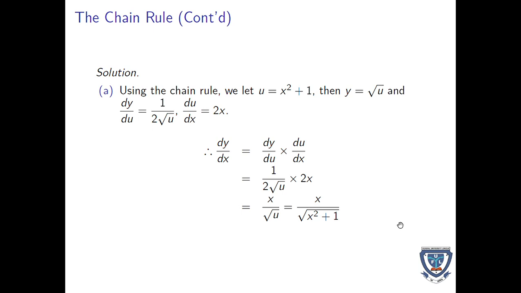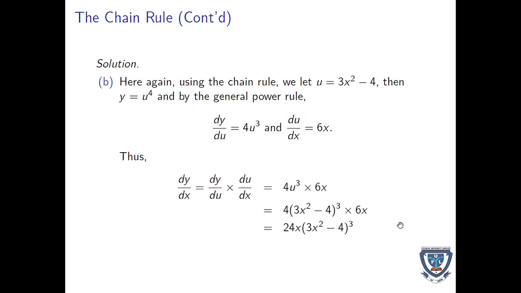Now for b, you do a similar thing. You're going to replace 3x squared minus 4 with u, and once you do that, you're going to differentiate u with respect to x, and you're also going to differentiate y with respect to u. And when you do that properly, you're going to have 24x in bracket 3x squared minus 4 all raised to the power of 3.